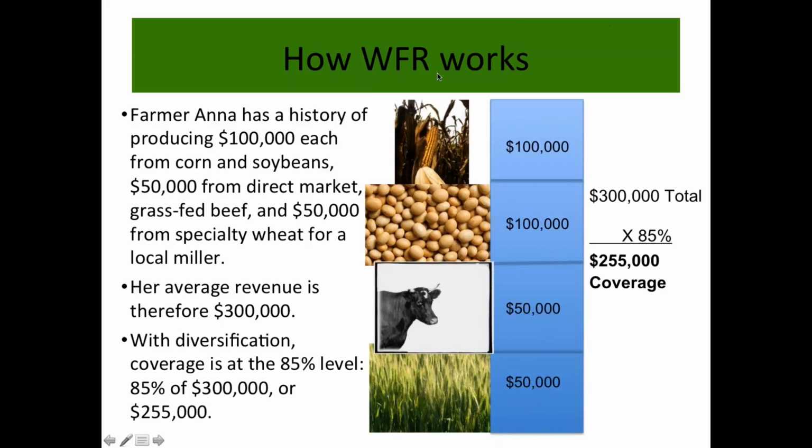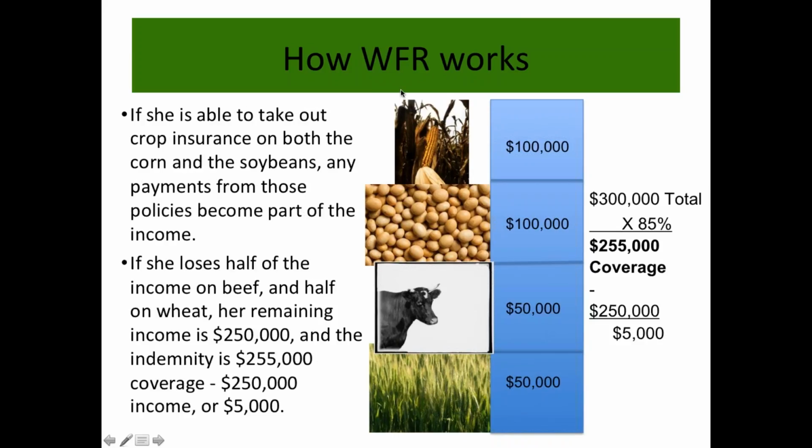So if she takes out crop insurance on the corn and soy, any payments from those policies just become part of that income that counts against that $255,000 level. So if she loses half the income on the beef and half of the wheat, that remaining income is $250,000. Y'all understand how this works.